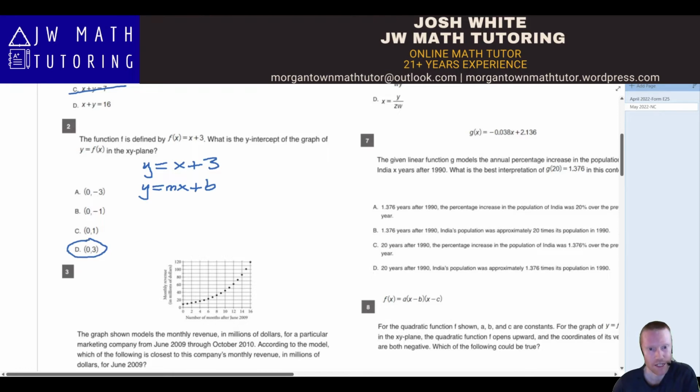If you did not notice that for whatever reason, then you could just hopefully remember that the y-intercept of a graph will always have an x value of 0. So you're really just technically finding f of 0. So you plug in 0 for x and you get the same answer of 3.